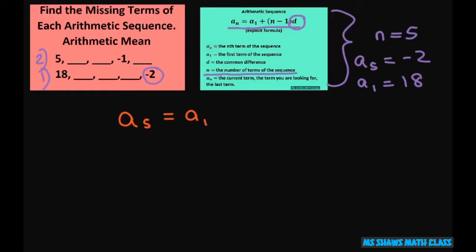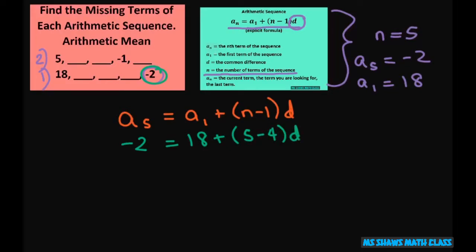equals a sub 1 plus n minus 1 times d. So a sub 5, your last term, is negative 2, equals your first term plus 5 minus 1 times d. So this is negative 2 equals 18 plus, this is 5 minus 1, so 4d. Now we're going to subtract 18 from both sides of the equation.